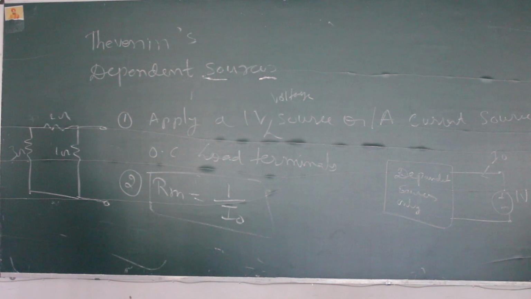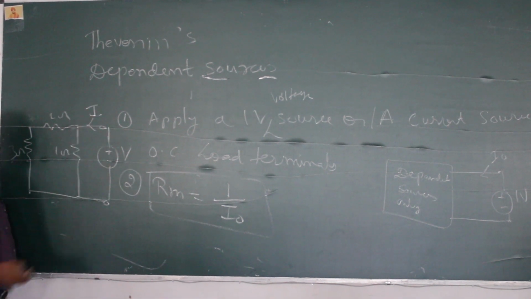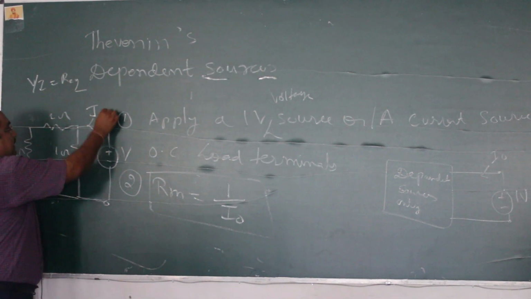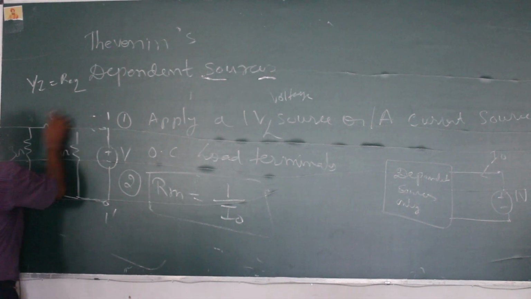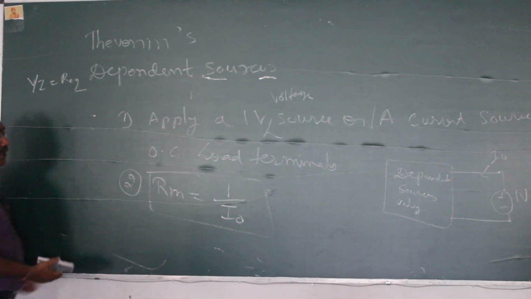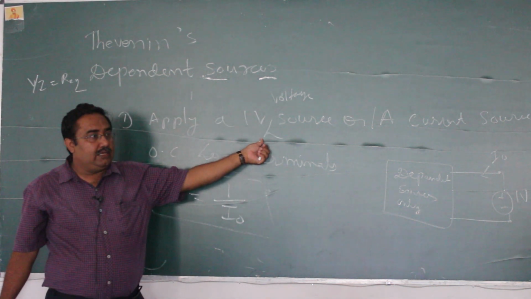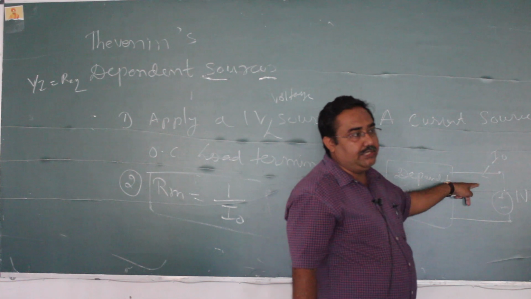Another experimental method is that you apply a voltage source, measure its value, and measure the current flowing through the load terminals. Is it clear? Suppose I applied V and the current flowing is I, then V by I is known as the equivalent resistance as viewed from these terminals, let's say 1 and 1 dash. This is also an experimental method. The same experimental method is being applied here. Instead of any voltage source, for simplicity of calculation, we are applying 1 volt. Clear? Then RTH is given by 1 upon I0, where I0 we have to calculate.